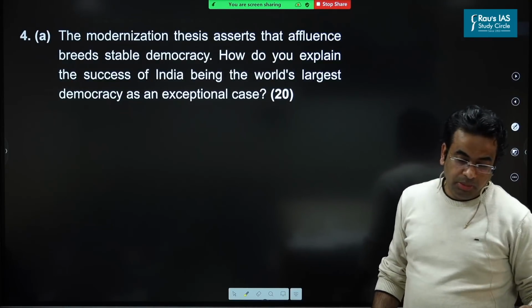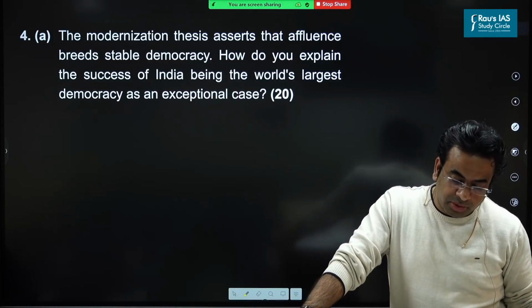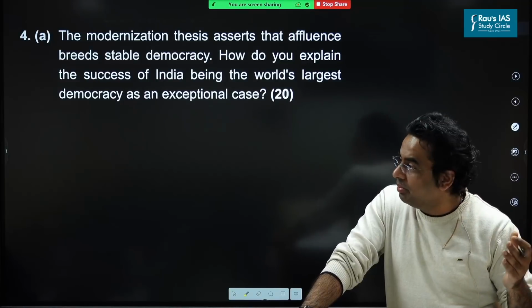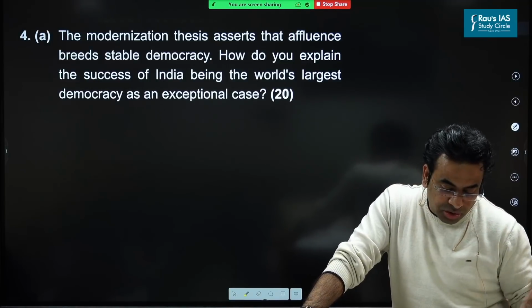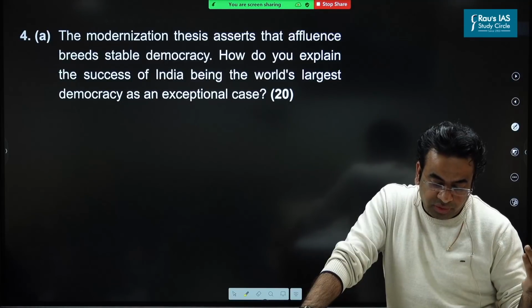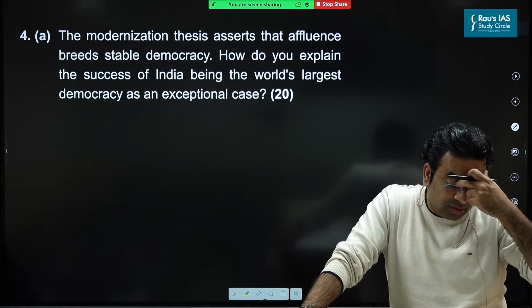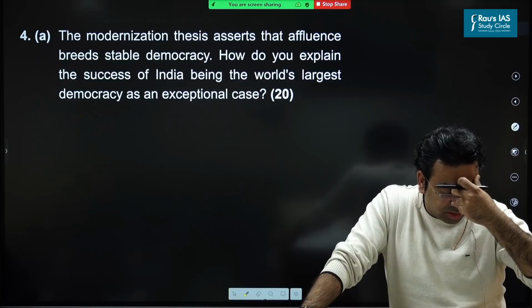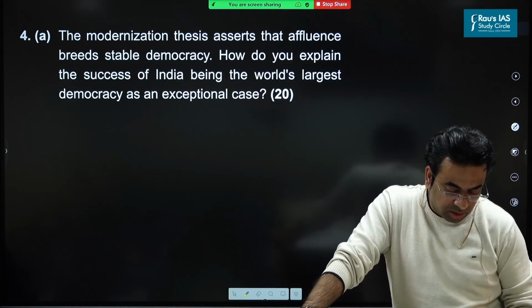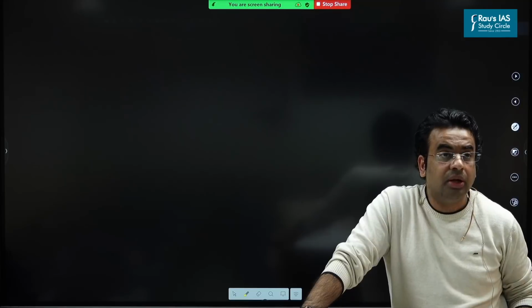The modernization thesis asserts that affluence breeds stable democracy. Again, a direct question here, that the modernization thesis asserts that affluence breeds stable democracy. How do you explain the success of India, being the largest democracy, as an exceptional case? Okay, so link it to the first chapter of your syllabus.